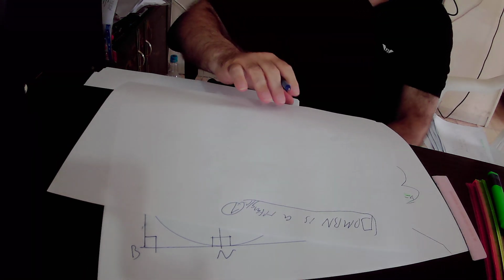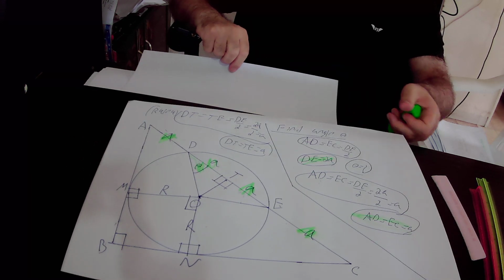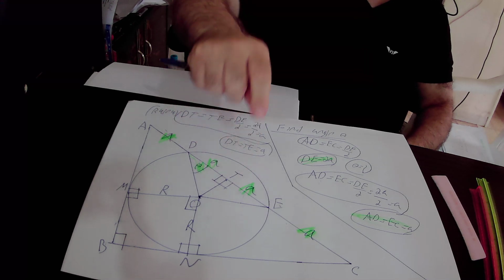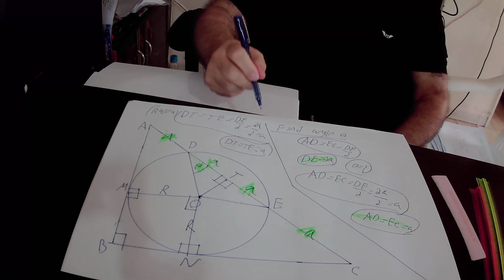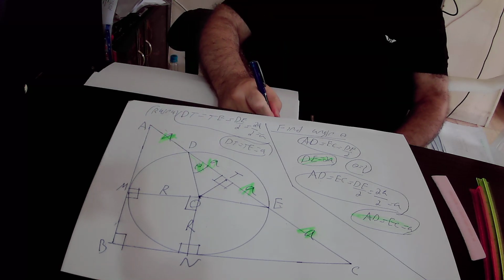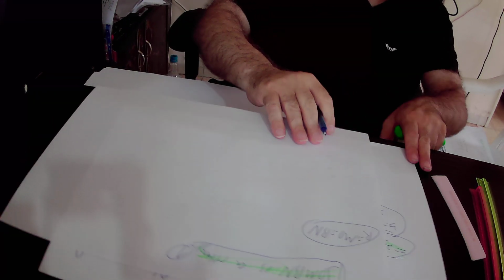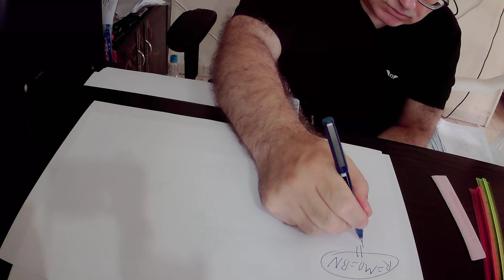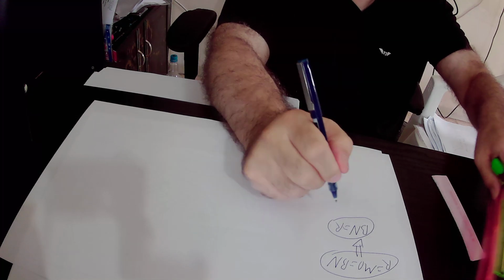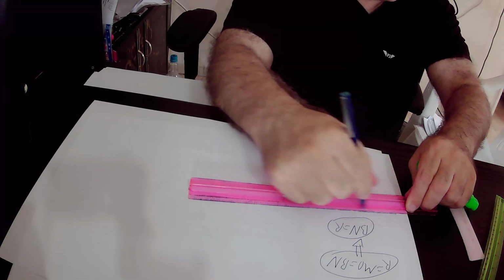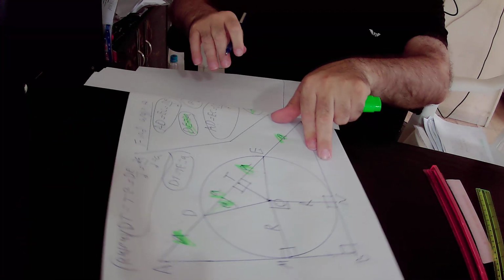And we also know that the opposite sides of a rectangle are equal to each other. That is to say, in rectangle OMBN, MO equals BN. But we already found out that MO equals R. It is the radius of the circle. And from this equation, R equals MO equals BN, we derive that BN is also equal to R. So we can write here that BN equals R.